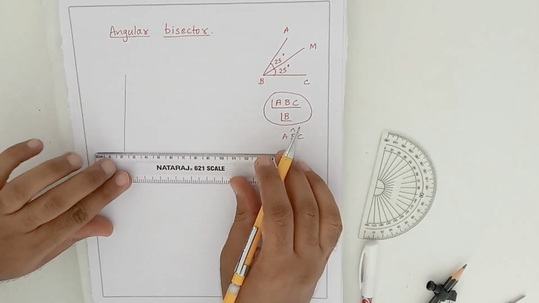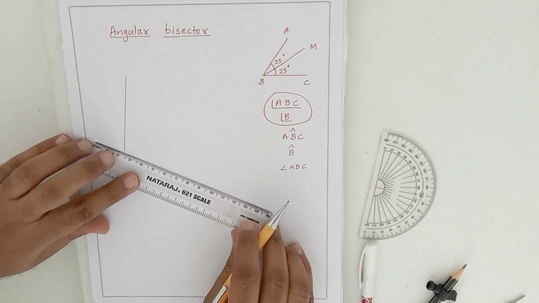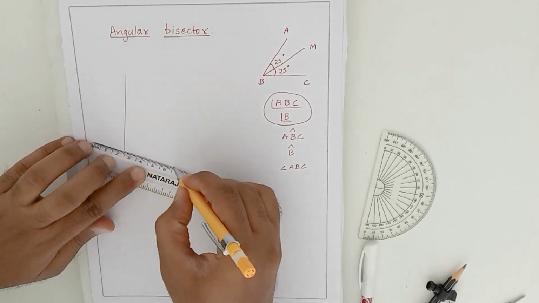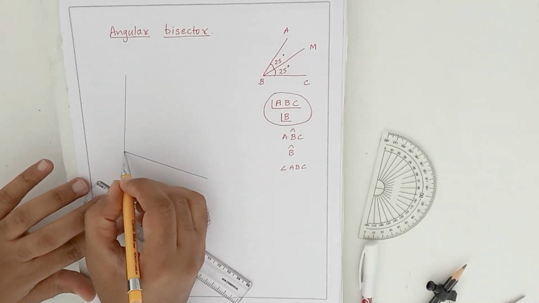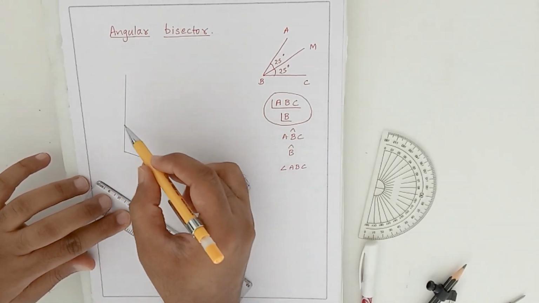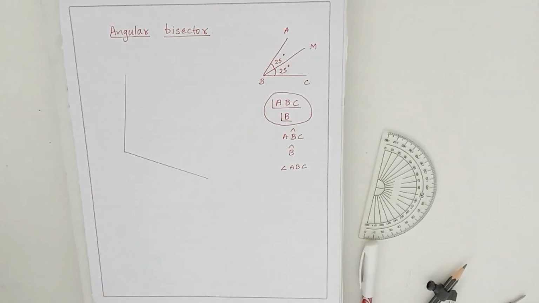This is one line, and then I draw, maybe like this. I can take like this. Let me take something like this. Okay, now I have a certain angle here. How many degrees, don't know. Looks like it is somewhere around 120 degrees, but that doesn't matter, whatever that measurement is. Now I want to draw an angular bisector.